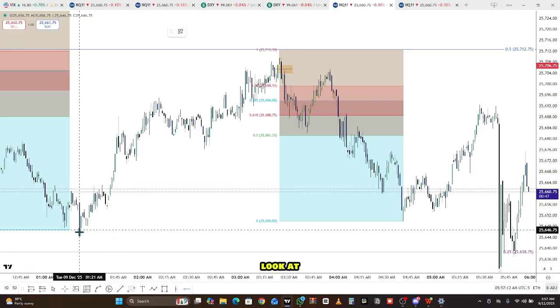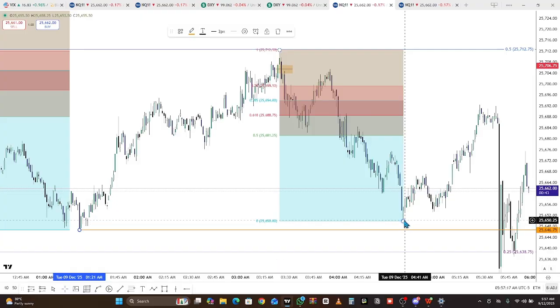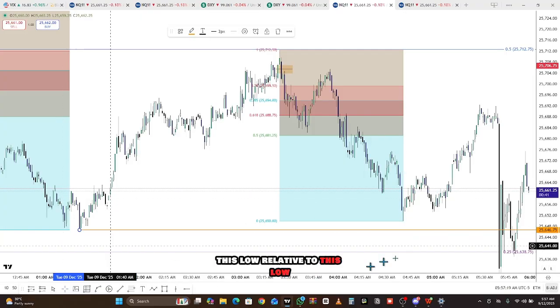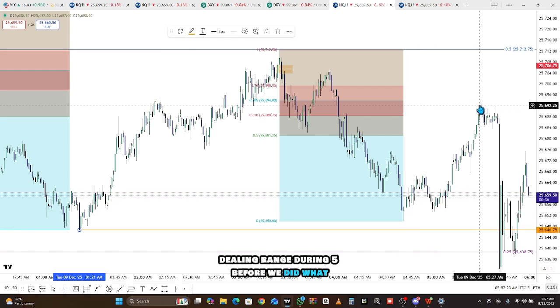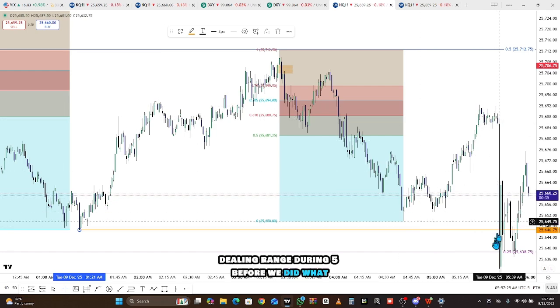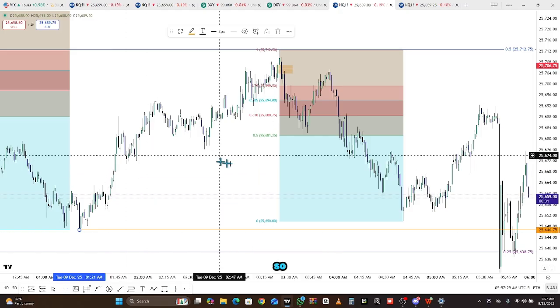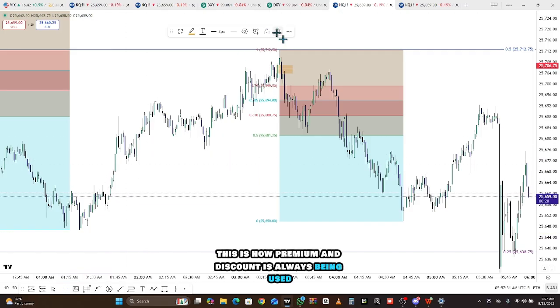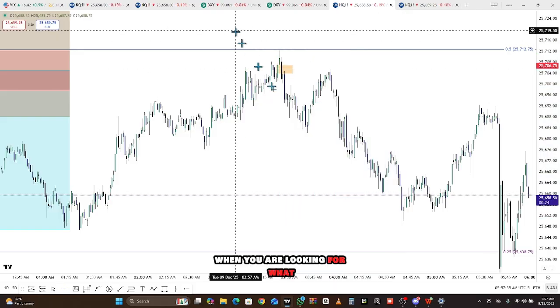Look at this low relative to this low. Then we came back into this what? Dealing range during 5 before we did what? Sell off all the way, taking out this low right here. So this is how premium and discount is always being used when you are looking for what?